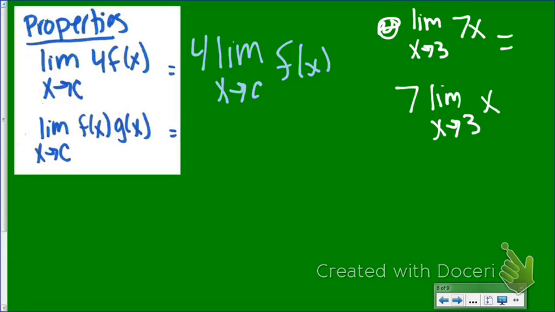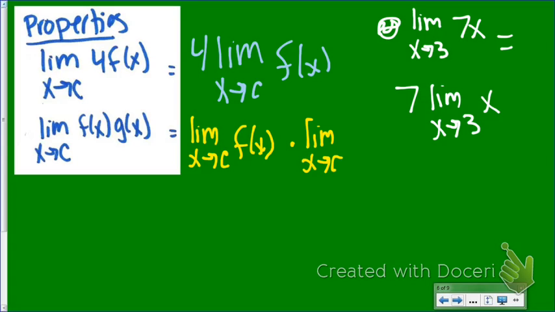Okay, now this next one down here: if I have the limit as x approaches c, and I have two functions that are multiplied together, I can actually separate these, find both limits, and multiply them together. That's equivalent to the limit as x approaches c of the first function times the limit as x approaches c of the second function. This works with multiplication as well as a couple of other things like adding or dividing, but multiplication is the one we're really going to be using today.